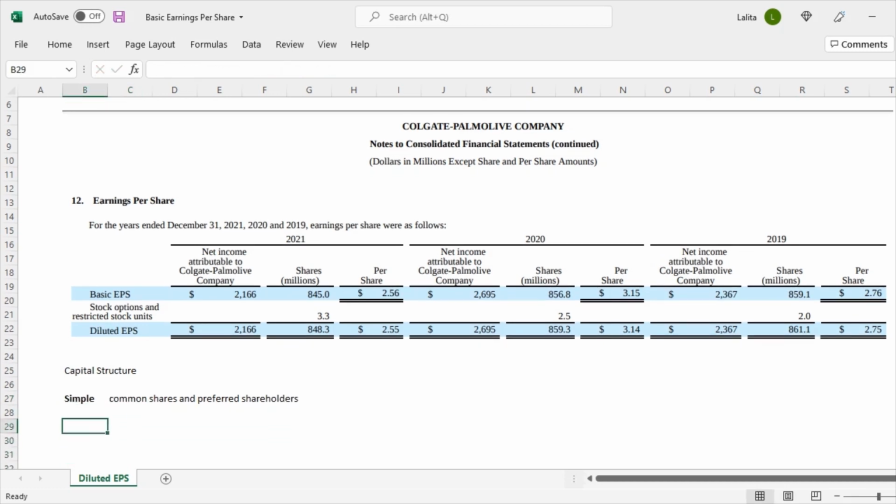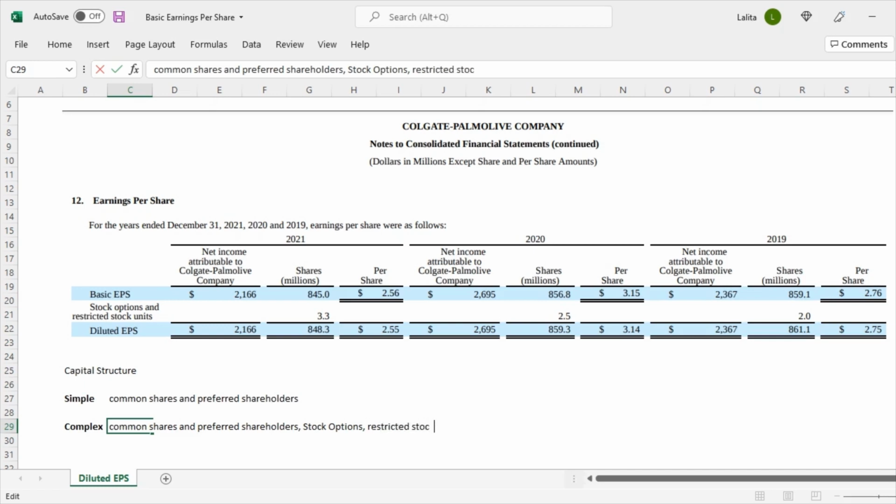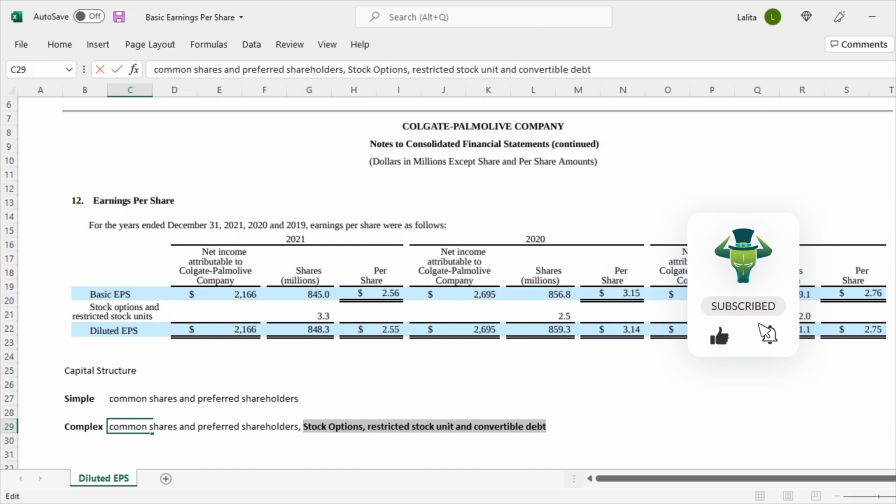The second one is the complex capital structure. The complex capital structure not only has these common shares and preferred shares, but it also has things like stock options, restricted stock units, and convertible debts. These securities which I have added here, stock options, restricted stock units and convertible debts, essentially lead to formation of more number of shares over a period of time, and that leads to the dilution.